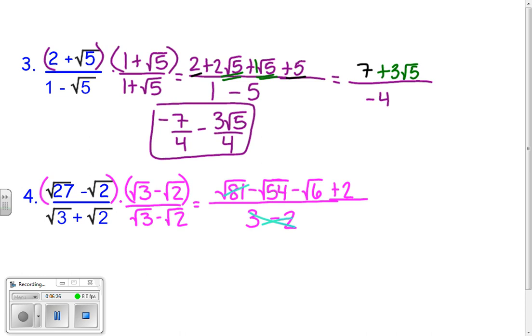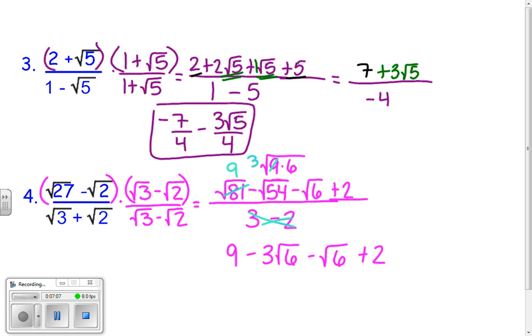The square root of 81 is just 9. And the 54 isn't a perfect square, but it can be rewritten using numbers on the list of perfect squares. So the 54, according to that list of perfect squares, can be rewritten using a 9 and 6. And the square root of 9 is just 3. This is getting a little more complicated, so I'm going to rewrite what we really have. We have 9 minus 3 root 6 minus root 6 plus 2.